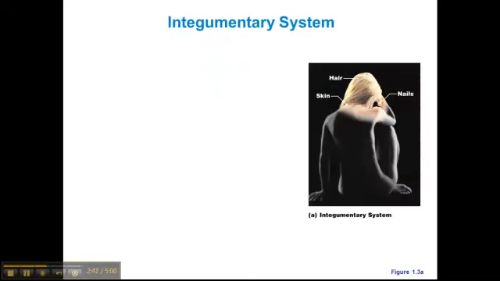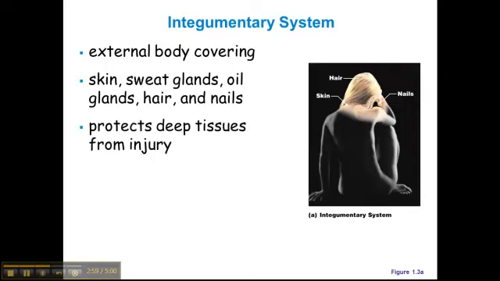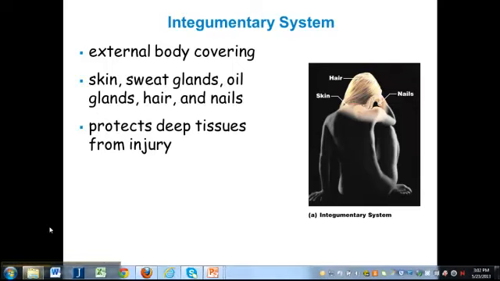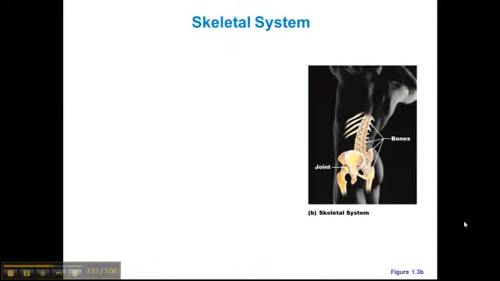The first would be the integumentary system. This is the system of the external body covering. This includes things like the skin, sweat glands, oils, hair, and nails. This protects deep tissues from injury. In addition, the integumentary system synthesizes vitamin D.